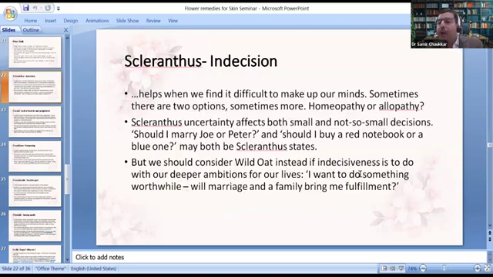Scleranthus. When I am not able to make up my mind, many a times when we have skin problems, we'll say, oh, I've got a pimple, I've got acne. Should I just apply a cream or should I go to a homeopath? Should I go to a homeopath or should I go to a dermatologist? Should I do this or should I do that? In fact, you don't do anything. Are you getting it?